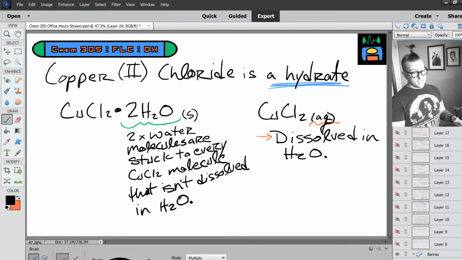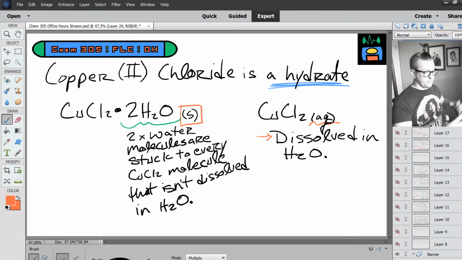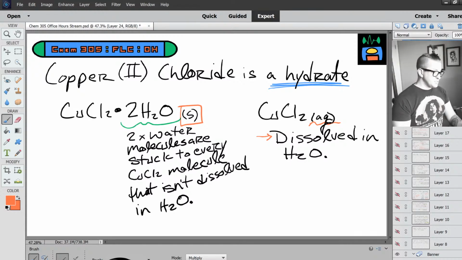But when it's a solid, that's when you write that dot 2H2O, because as a solid, copper 2 chloride is so hygroscopic that every one molecule of copper 2 chloride has 2 water molecules stuck to it, attached to it. So that's why we do that.